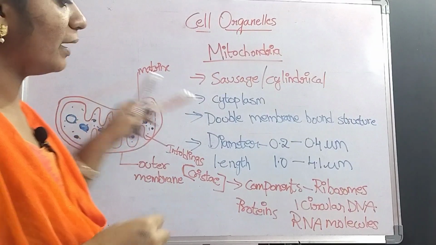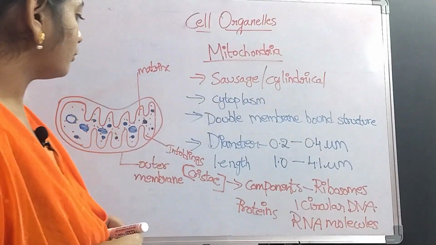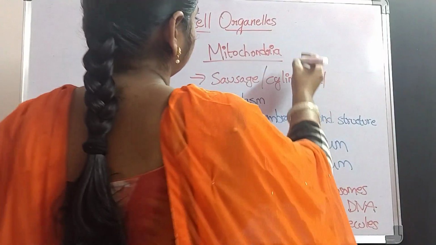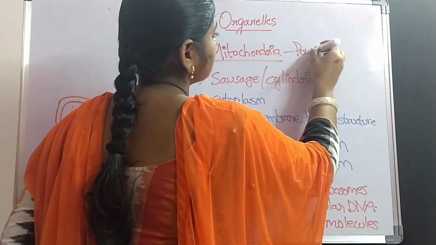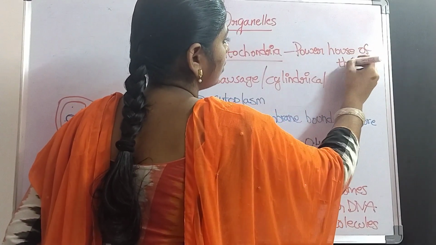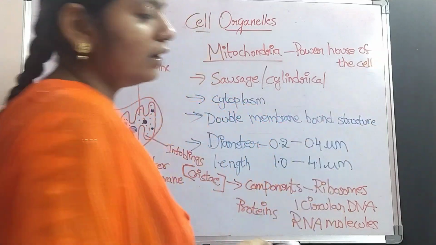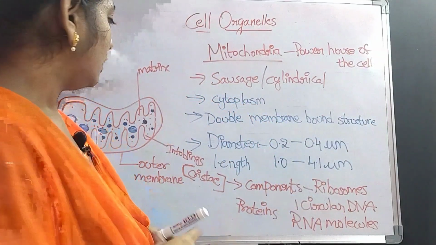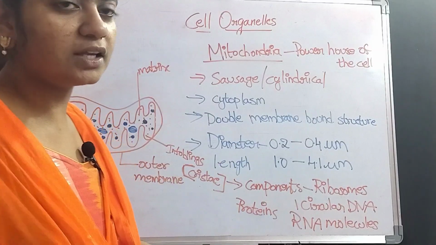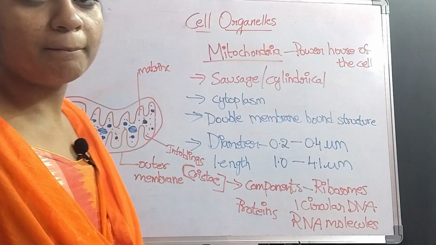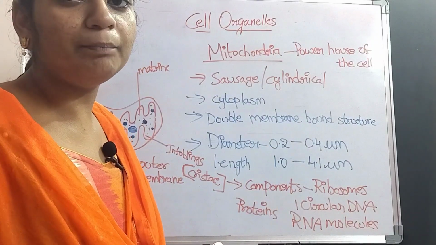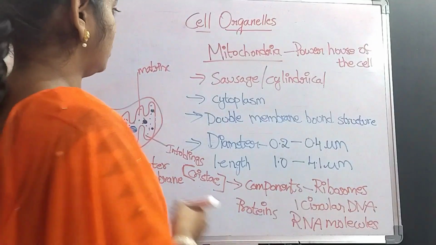Coming to the function of the mitochondria. What is the function of the mitochondria? The mitochondria is called the powerhouse of the cell. Why is it called the powerhouse of the cell? Here in the mitochondria, a number of cycles take place. What are those cycles? Krebs cycle, C3 cycle, C2 cycle. And also the energy is released in the form of ATP during the respiration process.